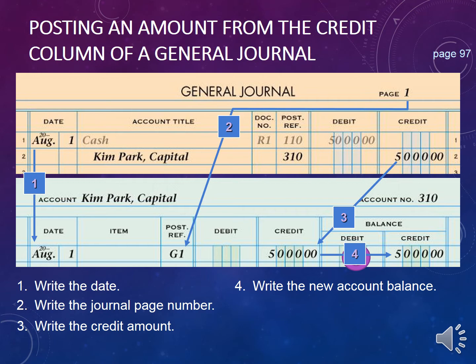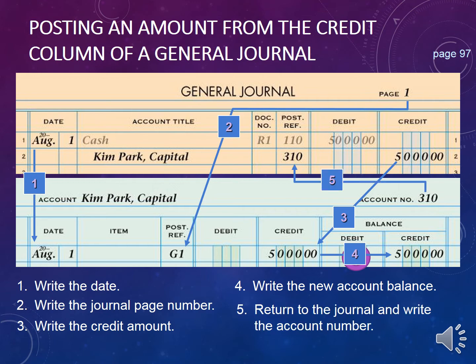Notice that we have a circle in the debit column to show that you will never use the debit balance column for the capital account. The last step is to return to our general journal and write the Kim Park Capital account number in the post reference column, which is 310.